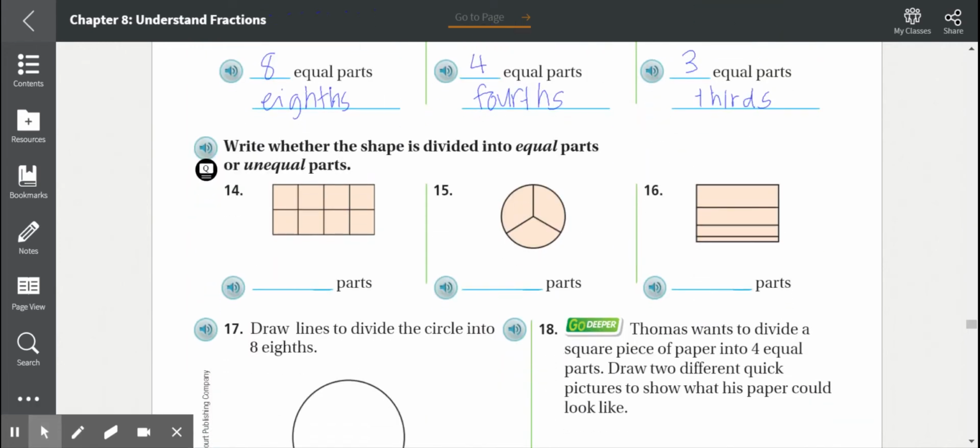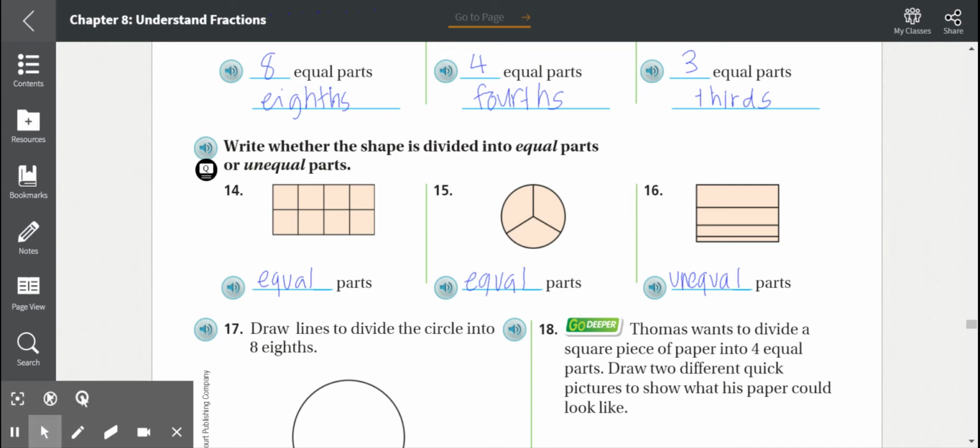Moving on to equal or unequal. All right, looking here, these are equal parts. These are also equal parts. And these are unequal.